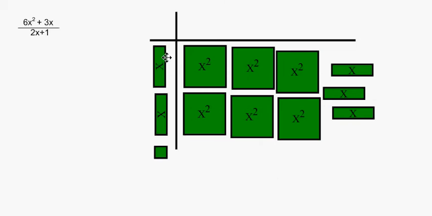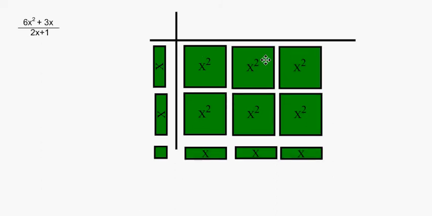Again, it has to be vertical because it has to be a height of 2x. And over here I have my 6x squareds plus 3x's. And clearly we have to rearrange this a little bit, so it would have to look like this. And so now I've got my rectangle.